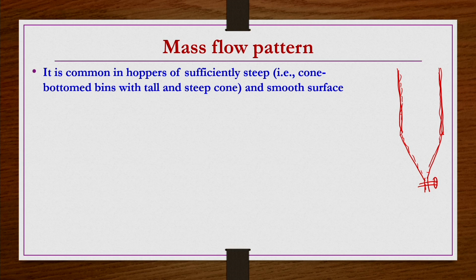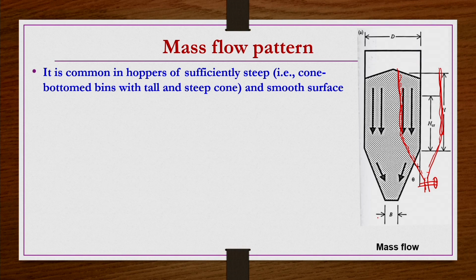in the sense that it should not offer more friction to the solids. If the friction is more, then the layers of particles close to the solid walls are very difficult to flow and may not flow comfortably. That is the reason it is beneficial to have a smooth surface. So, if you have a hopper that is sufficiently steep, that is, cone bottom bins with a tall and steep cone and smooth surfaces, you may expect a mass flow pattern for a free flowing material in general.